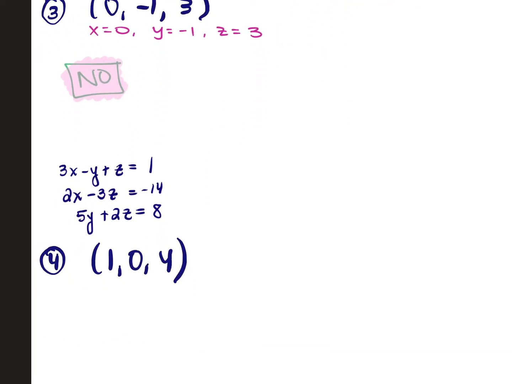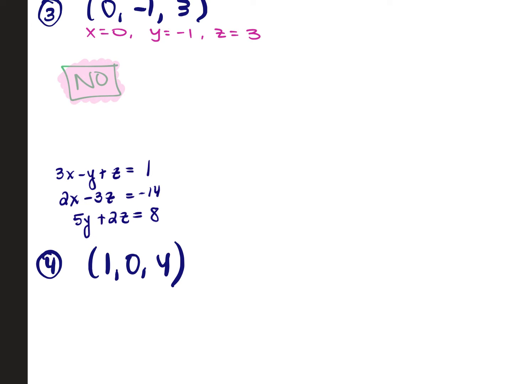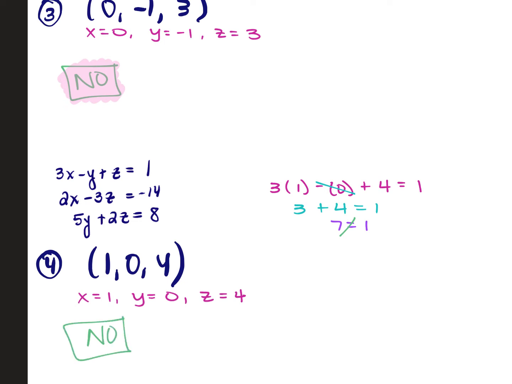For number 4, again, still working with the 3 equations that we started with. You have the ordered triple of 1, 0, and 4. So x is 1, y is 0, z is 4. So if we plug these all into the top one, that's going to give us 3 times x, which is 1, minus y, which is 0, plus z, which is 4, is equal to 1. 3 times 1 is 3, minus 0 cancels out, plus 4 gives us 7 is equal to 1. Again, false statement, so this one is no as well.